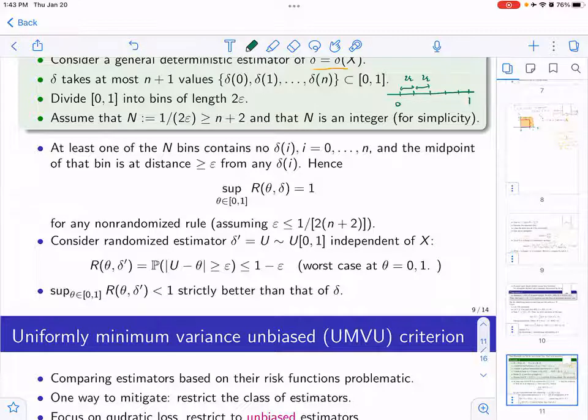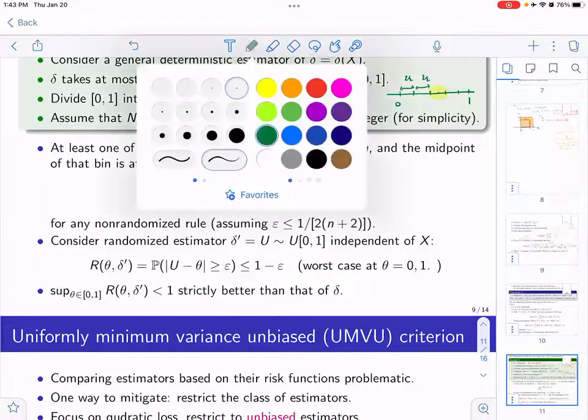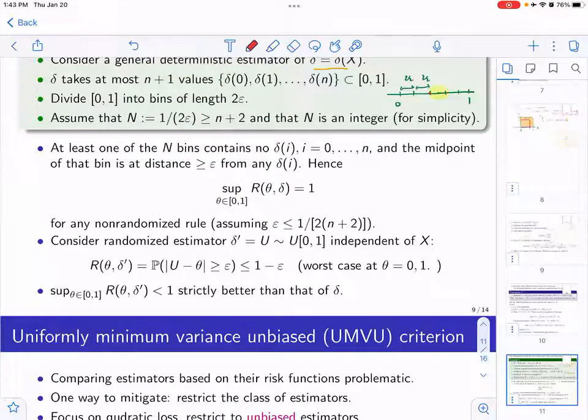If you distribute delta_0 up to delta_n somewhere in 0 to 1, they fall within one of these bins. But because there are more bins than these values, at least one of the bins would be empty. And if the bin is like this, then the midpoint of it, because the size is 2 epsilon, is at least epsilon apart from any delta. So the deltas are at most here, and the other bins are elsewhere. The distance is at least epsilon to any other delta.